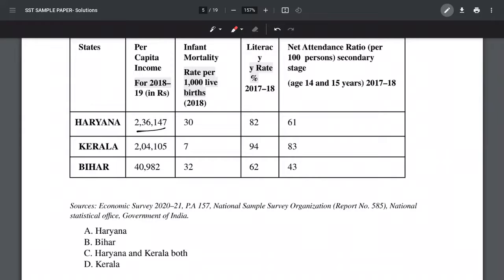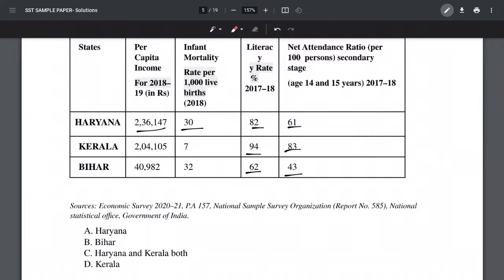Infant mortality means children under the age of 1 or 2 have died, isn't it? So that was 30. No, literal infant mortality doesn't even matter over here, isn't it? We're talking about elementary school education. Now, literacy rate: 82 in Haryana, 94 in Kerala, and 62 in Bihar. Okay, and net attendance ratio per 100% at the secondary stage. So, per 100% in the secondary level, how many have regular attendance? It's 61 here, 83, and 43.